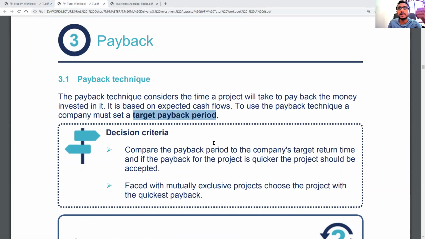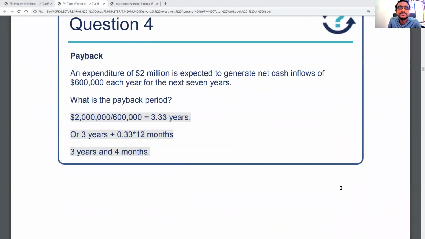In which case you might have to reevaluate things and decide, okay, I'm not getting my money by the time that I want it, so is it really worth it? It doesn't mean that you reject a project, but it means that you are cautious about it. The decision criteria: compare the payback period to the company's target return time. If the payback is quicker, the project should be accepted. Faced with mutually exclusive projects, choose the project with the quickest payback.